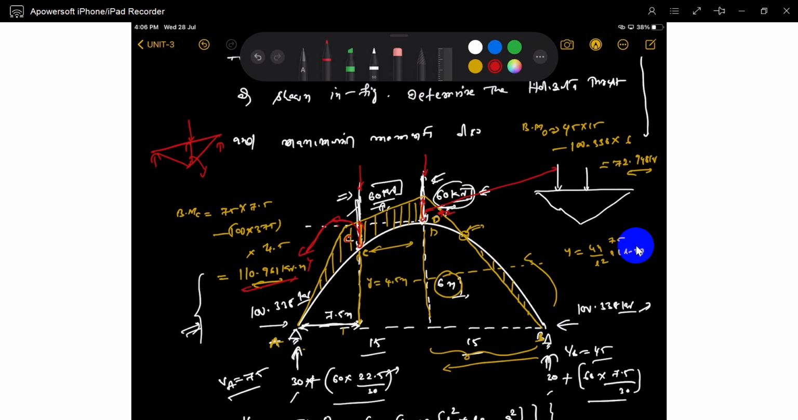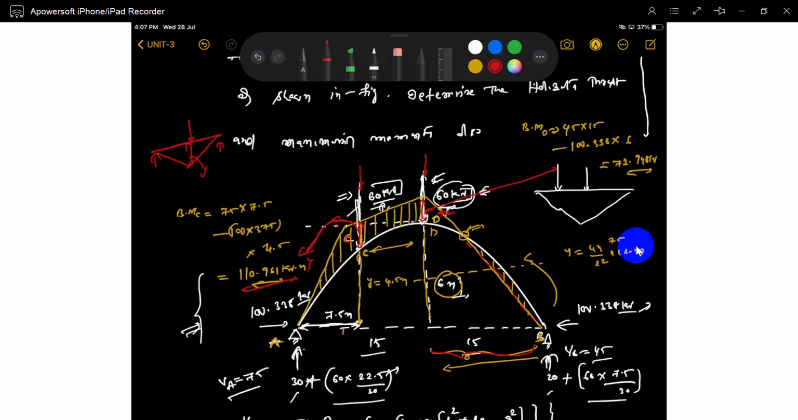But there is another you want to calculate: the maximum negative moment also. If you see, this portion has some negative moment. So you want to find out the maximum negative moment. You can get an idea that the maximum negative moment is acting somewhere between B and D. When you draw the bending moment diagram using the profile, you get an idea that it is acting somewhere between B and D, but we don't know exactly where. So how can you find it out?